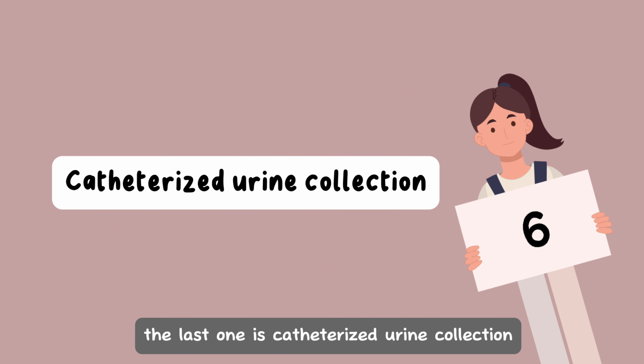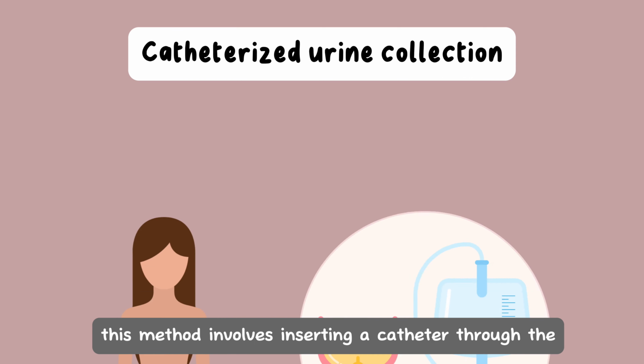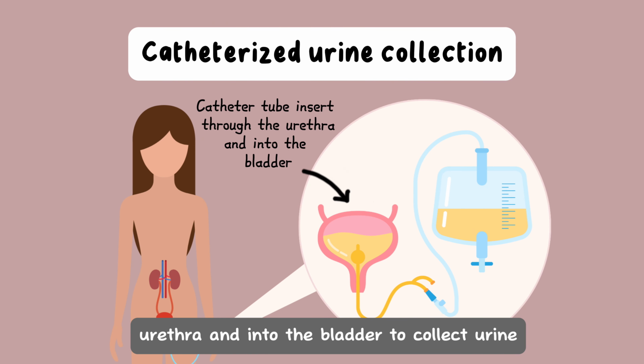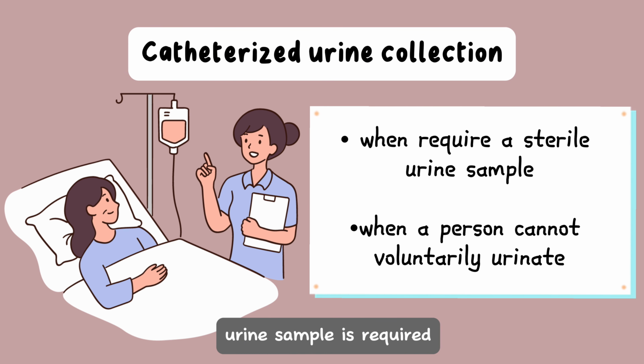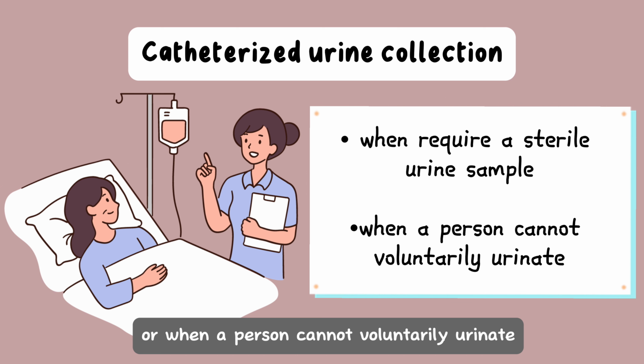The last one is catheterized urine collection. This method involves inserting a catheter through the urethra and into the bladder to collect urine. It is typically used when a sterile urine sample is required or when a person cannot voluntarily urinate.